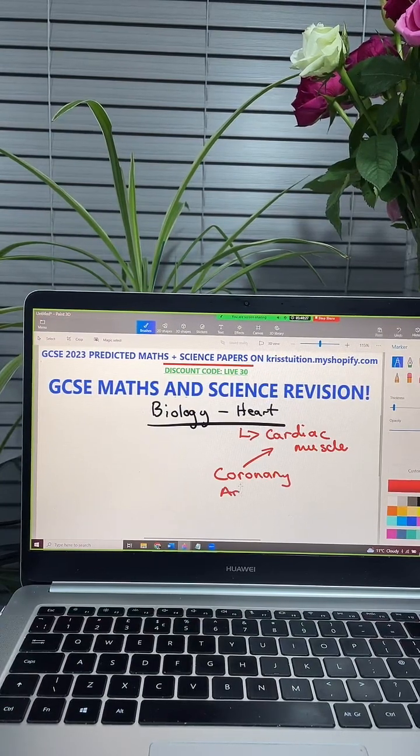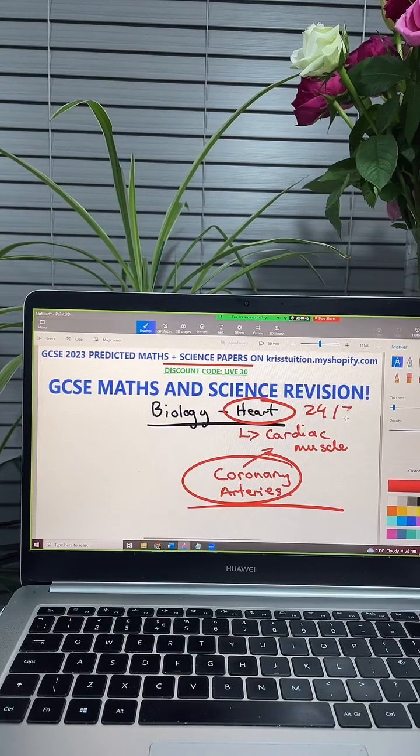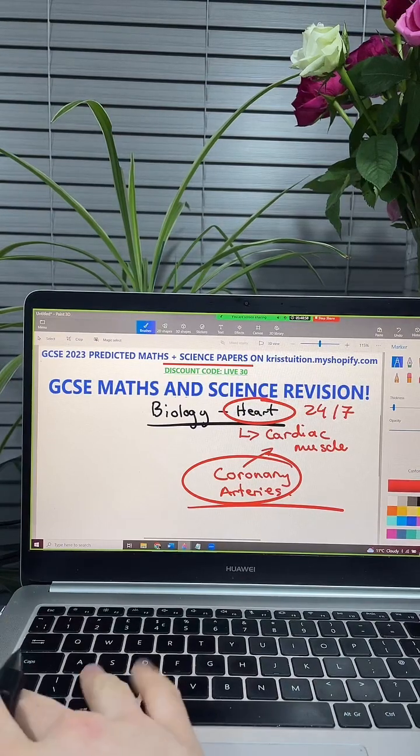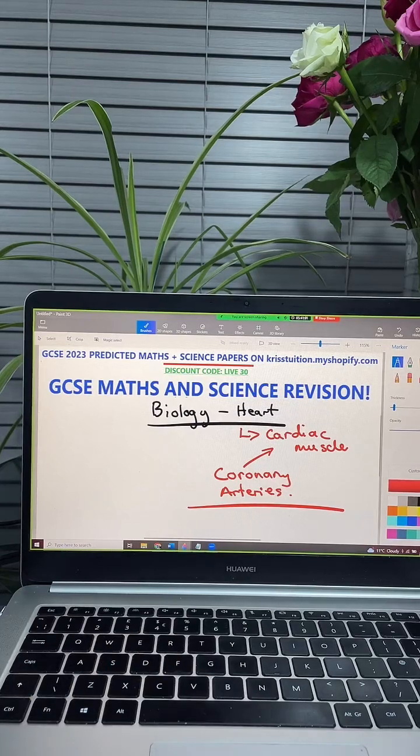Coronary arteries, okay? It's the coronary arteries. The coronary arteries are the heart's very own VIP supply of oxygenated blood. The heart needs to be pumping 24/7, non-stop, so it needs oxygenated blood 24/7, providing oxygen to the cardiac muscle for respiration to help the heart beat 24/7, okay? So that's why this happens.